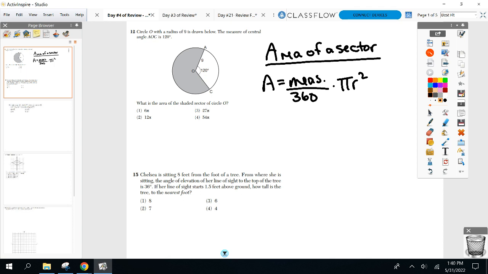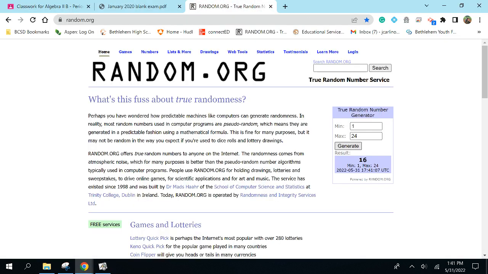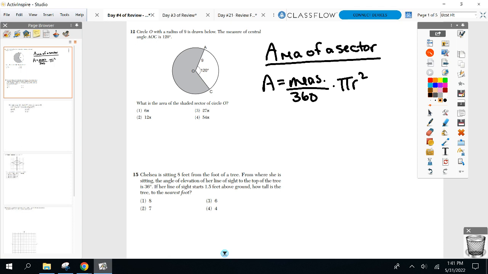So to have any shot at this problem in 3 weeks, you've got to know the formula. Second way to have a shot at this problem, read it carefully. Everyone see they gave you 120? I'm not using it in the formula. It said shaded sector, so I'm not plugging in 120, because that's not the degree measure of that arc. How do I find the degree measure of the shaded arc? 360 minus 120. So I'm going to be plugging in 240 over 360.